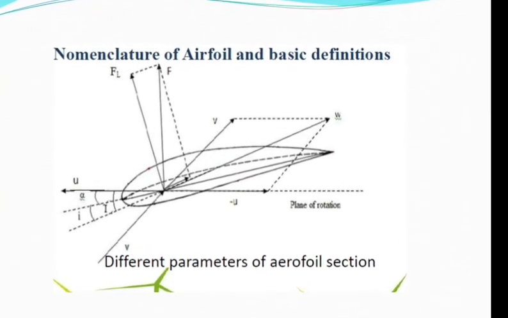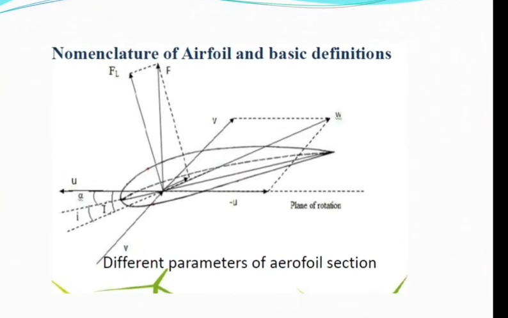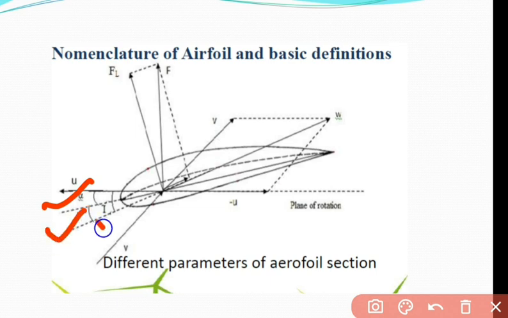Next, in this diagram you can see all the parameters described: the pitch angle, the incident angle, and the inclination angle. Here this is alpha, small i is the incident angle, and capital I is the inclination angle. This is the plane of rotation. This force is applied. This is all about the nomenclature of the airfoils.